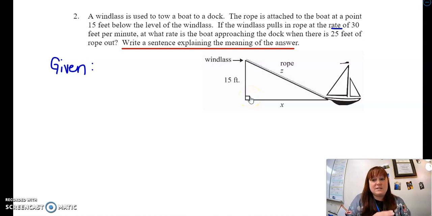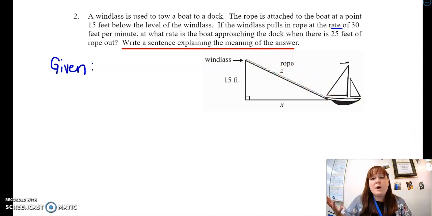But what is changing? Well, the rope is changing, right, because it's pulling this in slowly. And as it pulls it in slowly, it's going to change this triangle, right? And it's going to get the boat closer and closer to shore. So x is also changing. That's why x is a variable, and why the hypotenuse of our triangle also has a variable, z, because those two things are changing.